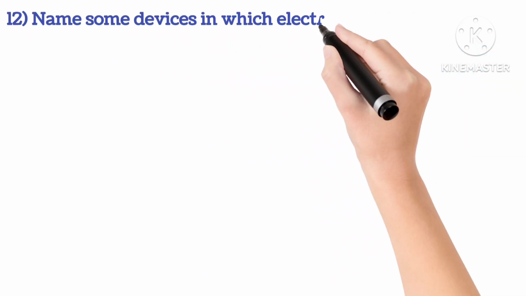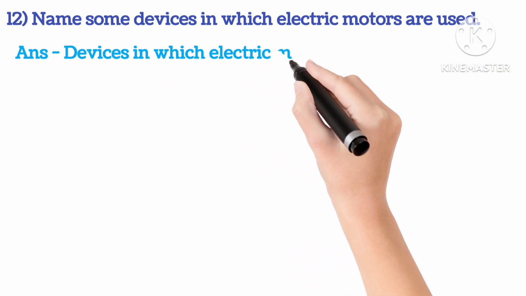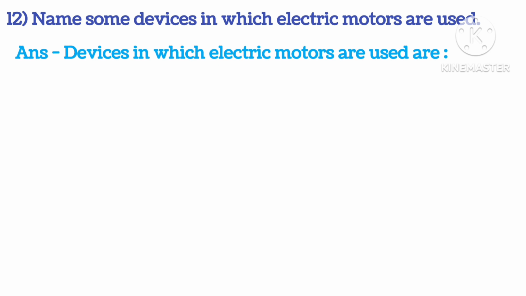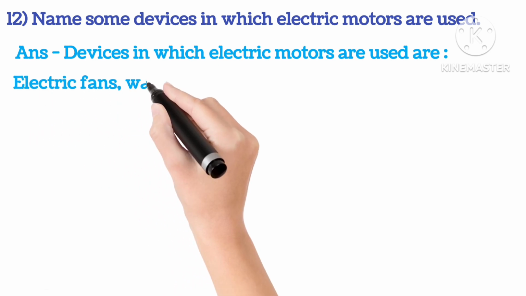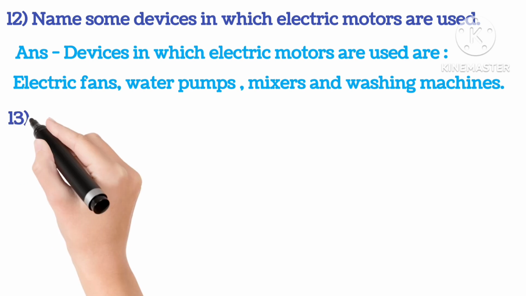Name some devices in which electric motors are used. Devices in which electric motors are used are electric fans, water pumps, mixers and washing machines.